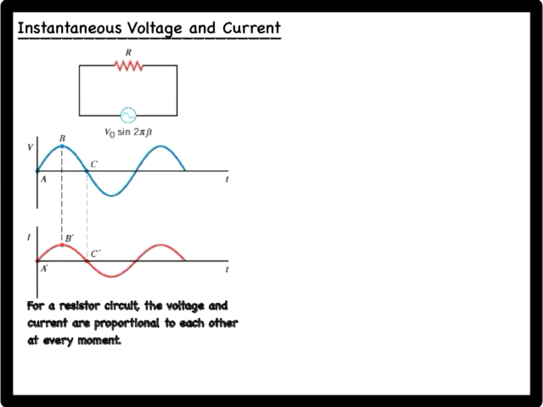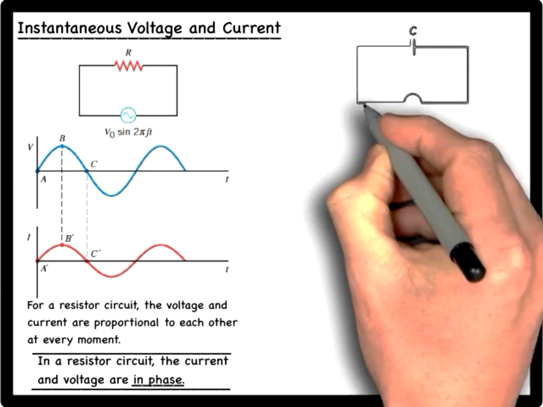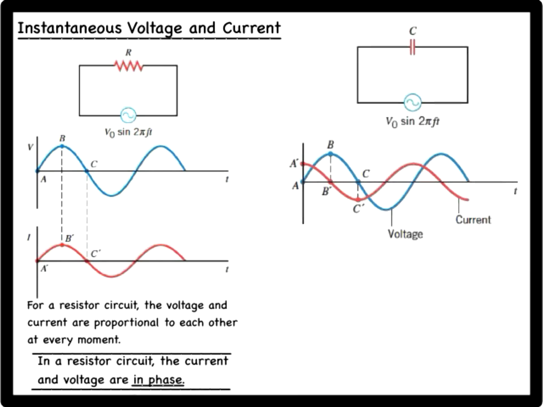For example, when the voltage increases from A to B on the graph, the current follows along in step, increasing from A' to B' during the same time interval. Likewise, when the voltage decreases from B to C, the current decreases from B' to C'. For this reason, the current in a resistor R is said to be in phase with the voltage across the resistance. For a capacitor circuit, this in-phase relation between the instantaneous voltage and current does not exist.